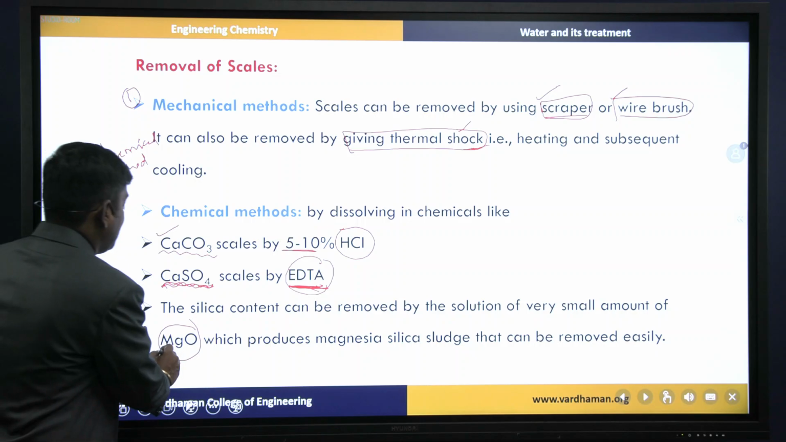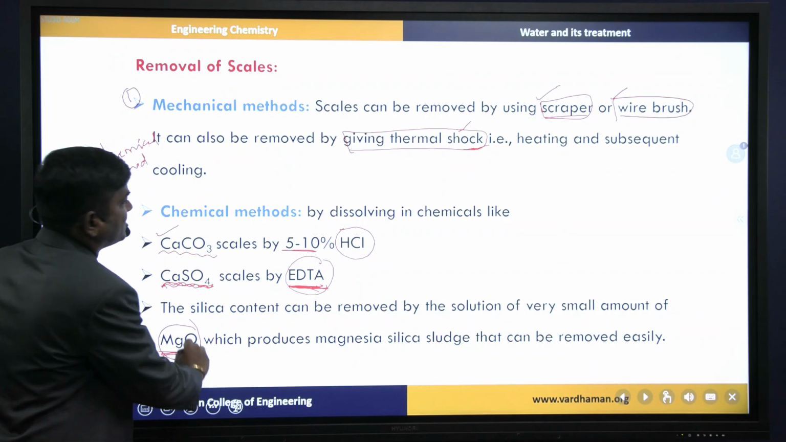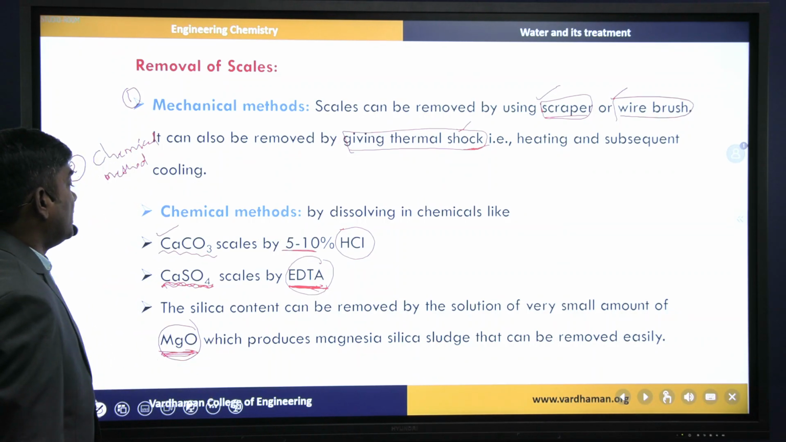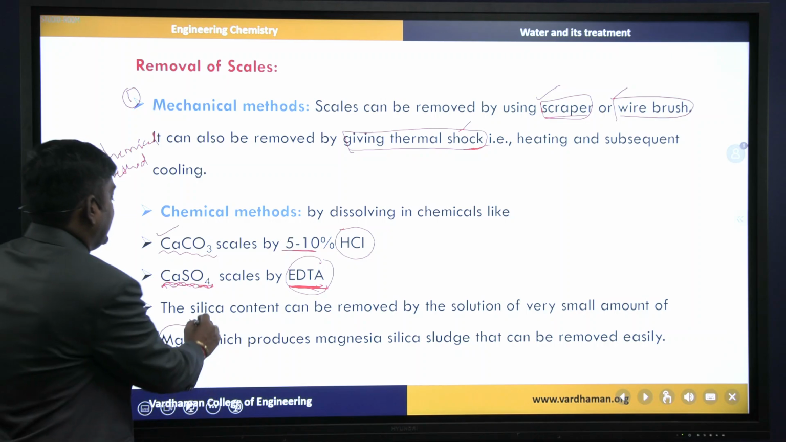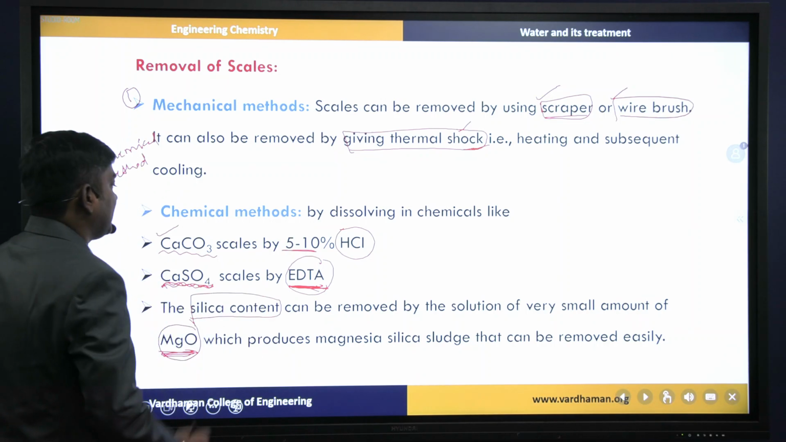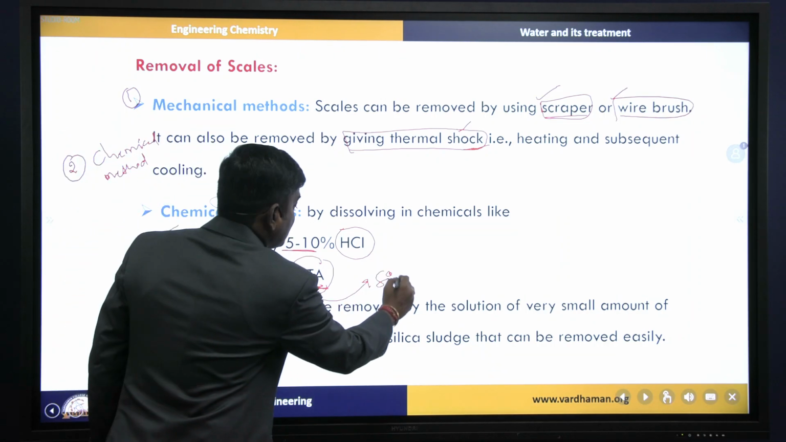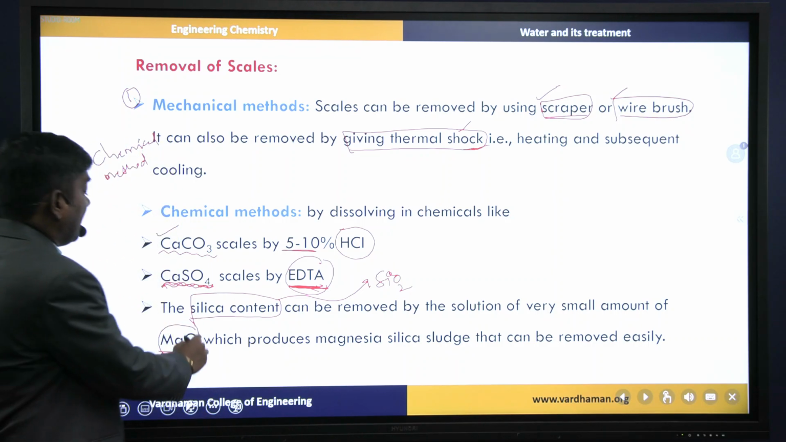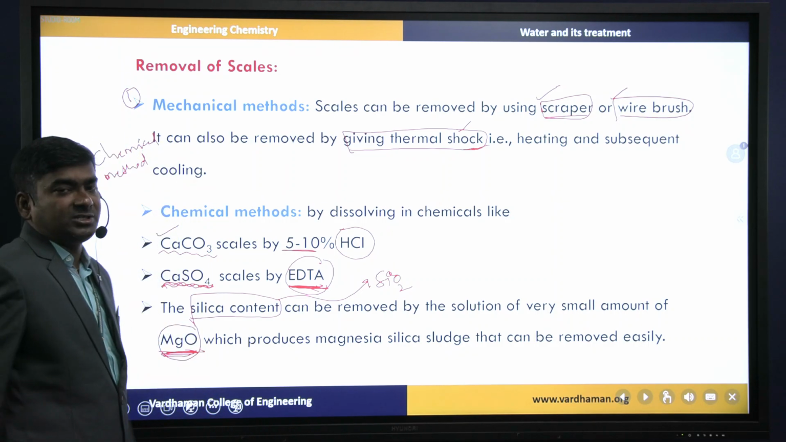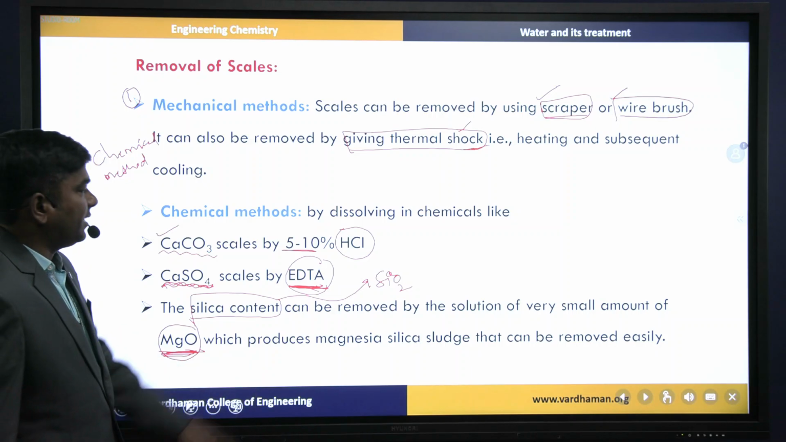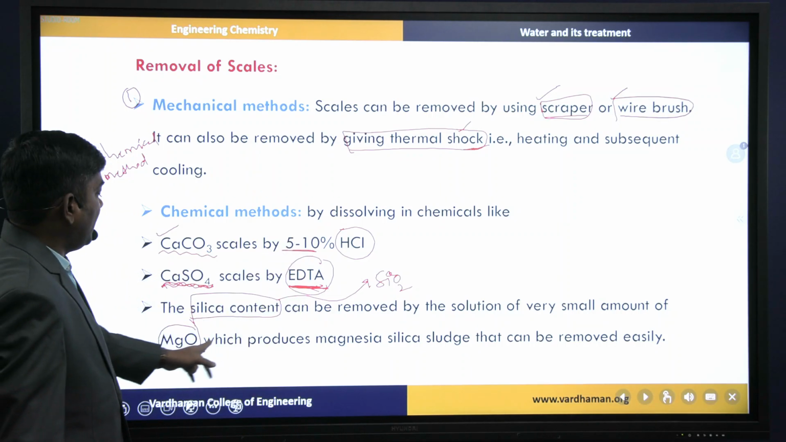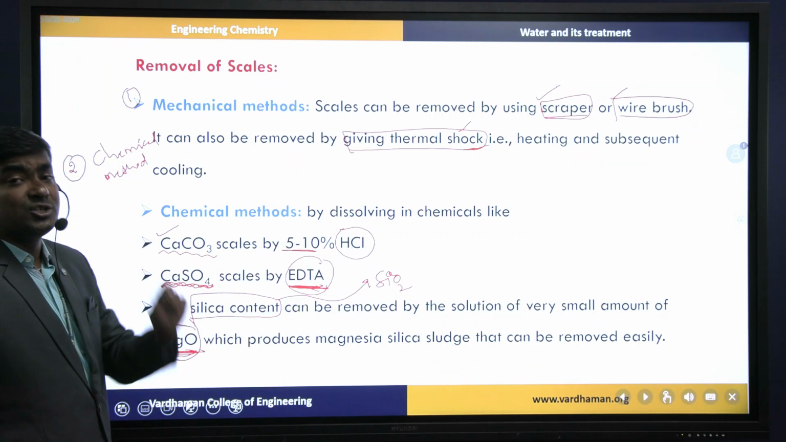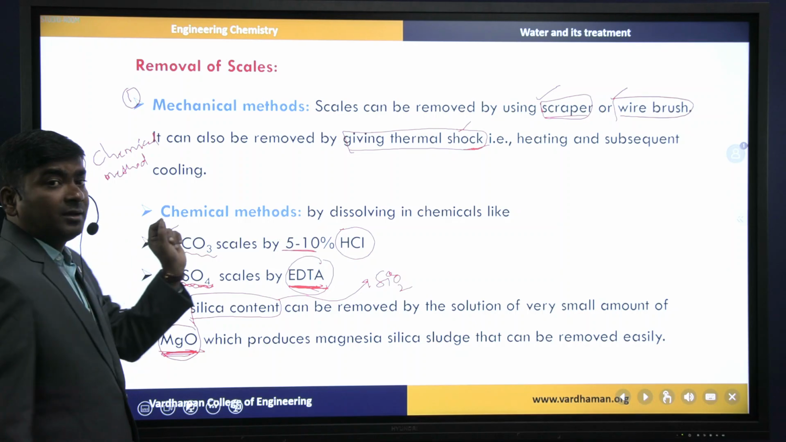Next, magnesium oxide. If silica content is there, silica content means SiO2 and other silica based scales, these can be removed by adding magnesia. So three chemicals we are adding, HCl, EDTA and magnesia. These are specific for particular scales.